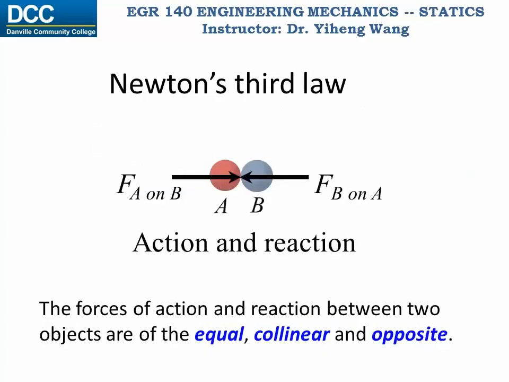Newton's third law is the law of action and reaction. Let's say object A exerts a force on object B. Inevitably and simultaneously, object B will also exert a force on object A. These two forces will be equal, collinear, and opposite, which means that they will have the same magnitude, same line of action, and opposite directions.